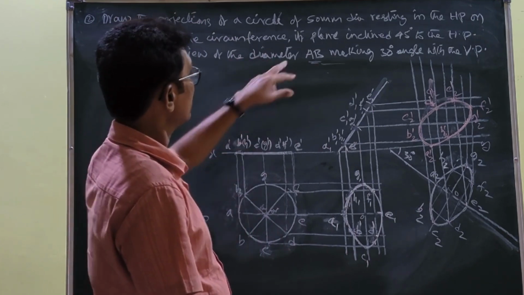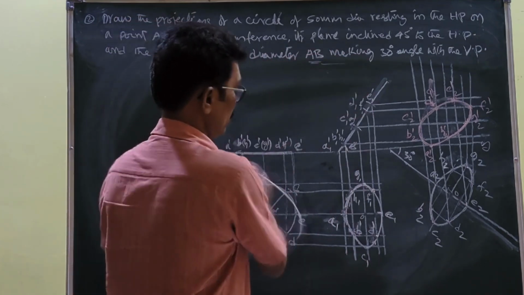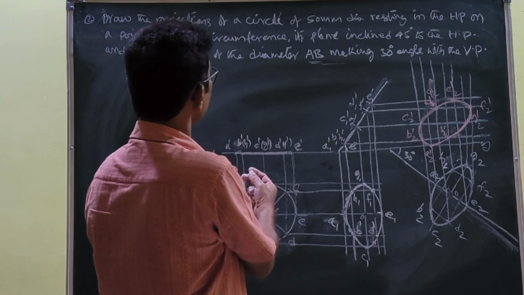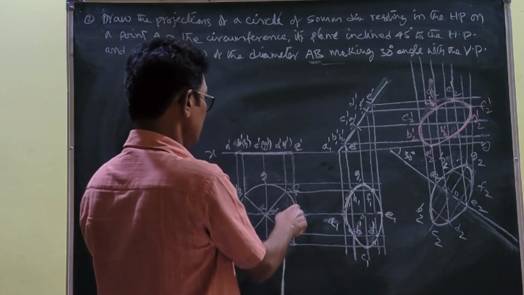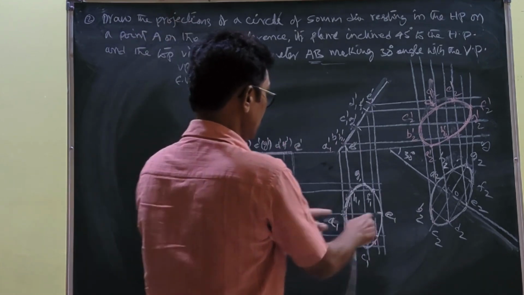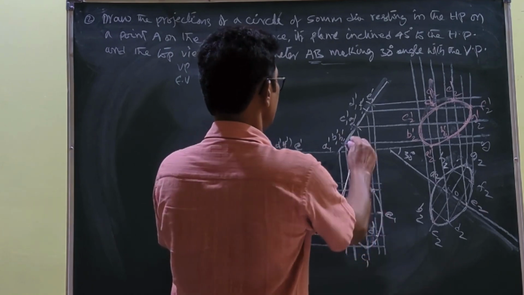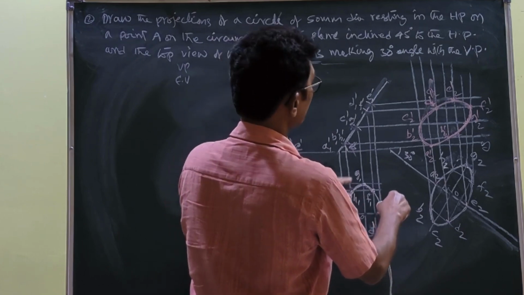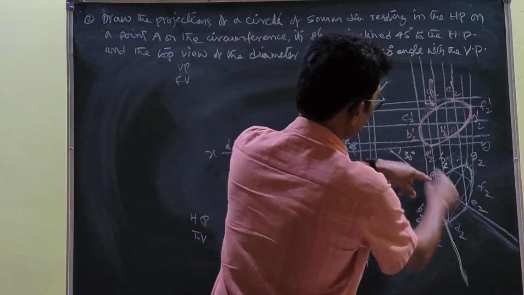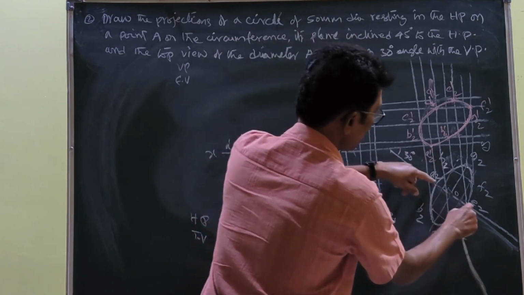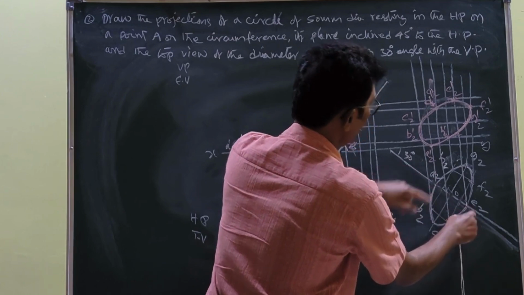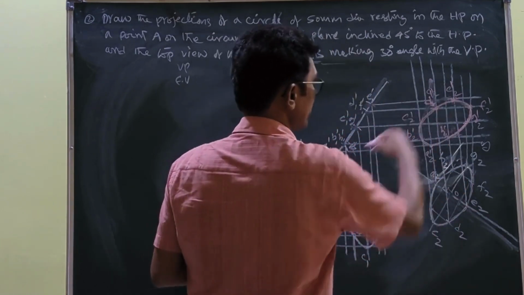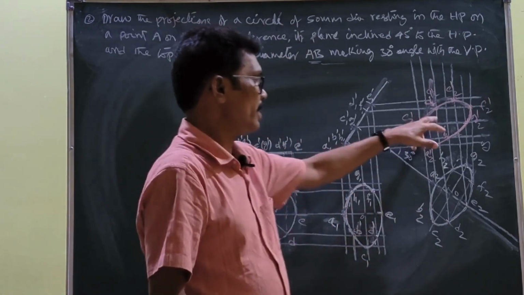Point A on circumference, its plane inclined 45 degrees to HP and the top view of the diameter AB. This is the top view. When it is making 45 degrees, this is the 45 degrees. This top view of this diameter is making 30 degrees to VP. You make it 30 degrees. You set up here A2, E2. Then you reconstruct this one and draw the projector. You join that. You can get the front view and top view.